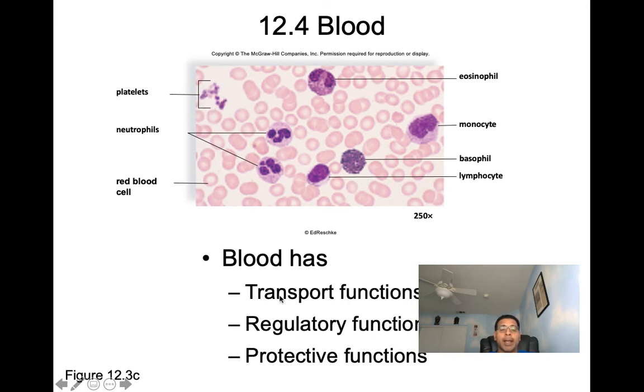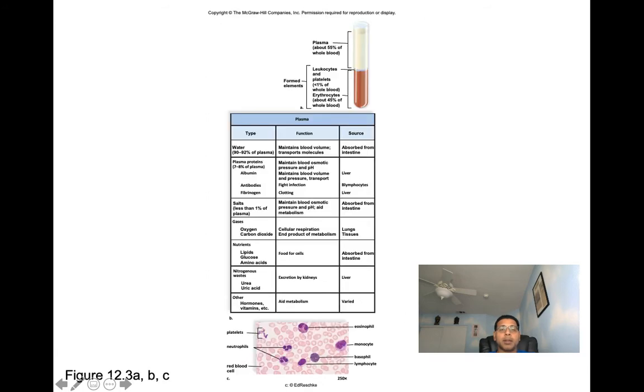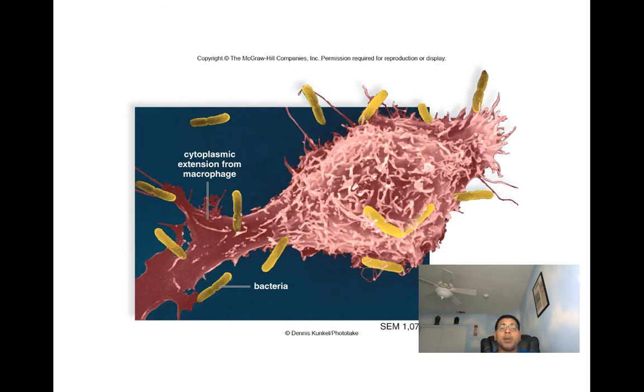So we talked blood has transport functions, regulatory functions, and we mentioned protective functions. Here we can see all of our formed elements: red blood cells, white blood cells, and our platelets. Here we've got a nice image of a macrophage attacking bacteria. So here's all the bacteria, and then here's the macrophage actually mounting its attack against the bacteria.